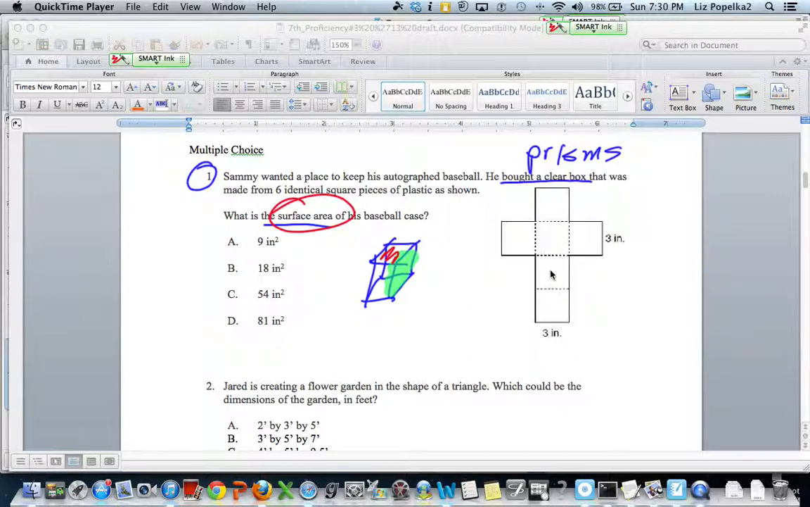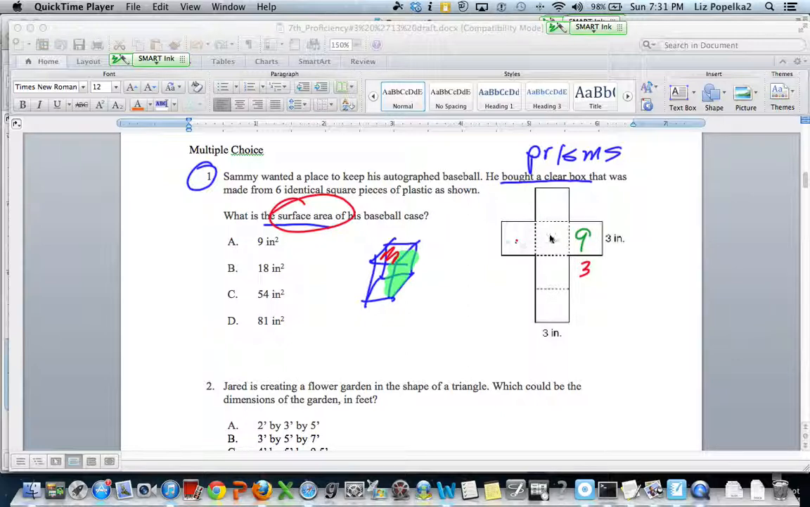Now they were nice to us here and they actually went ahead and unwrapped the box for us. So all we have to do is find the area of each of these squares and add them all together. And it says 6 identical squares, which means if we find the area of one of them, we found the area of the whole thing. Well, since they're squares, if this side is 3, you know that that side has to be 3. So 3 times 3, which is what we would do to find the area of this rectangle, or a square is a special kind of rectangle.